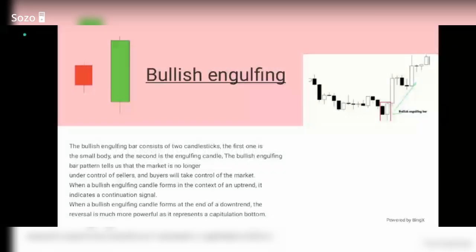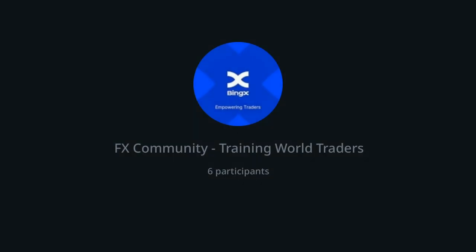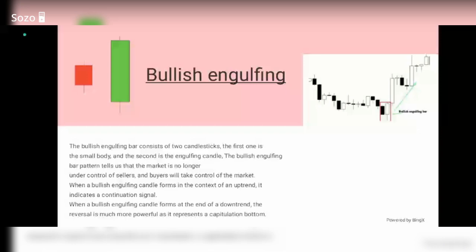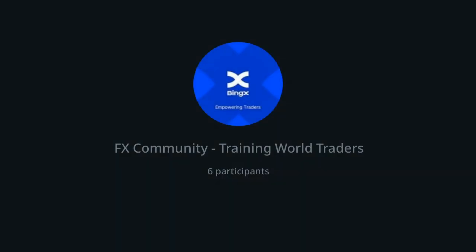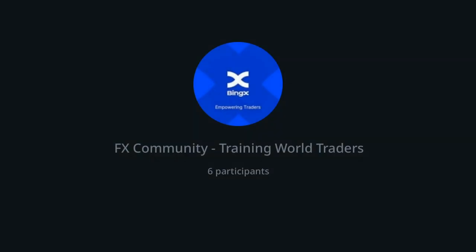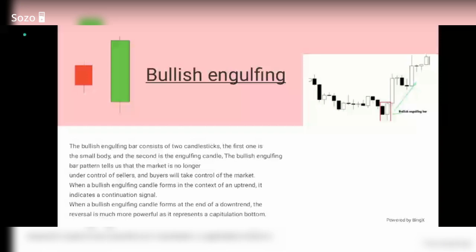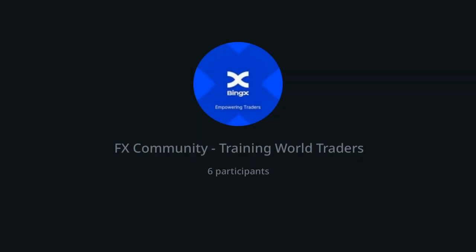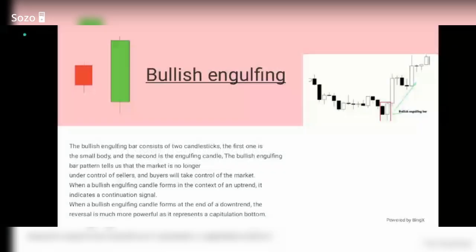So the bullish engulfing bar consists of two candlesticks. The first one is the small body, and the second is the engulfing candle. The bullish engulfing bar pattern tells us that the market is no longer under control of sellers, and buyers will take control of the market. When a bullish engulfing candle forms in the context of an uptrend, it indicates a continuation signal. When a bullish engulfing candle forms at the end of a downtrend, the reversal is much more powerful as it represents a capitulation bottom.